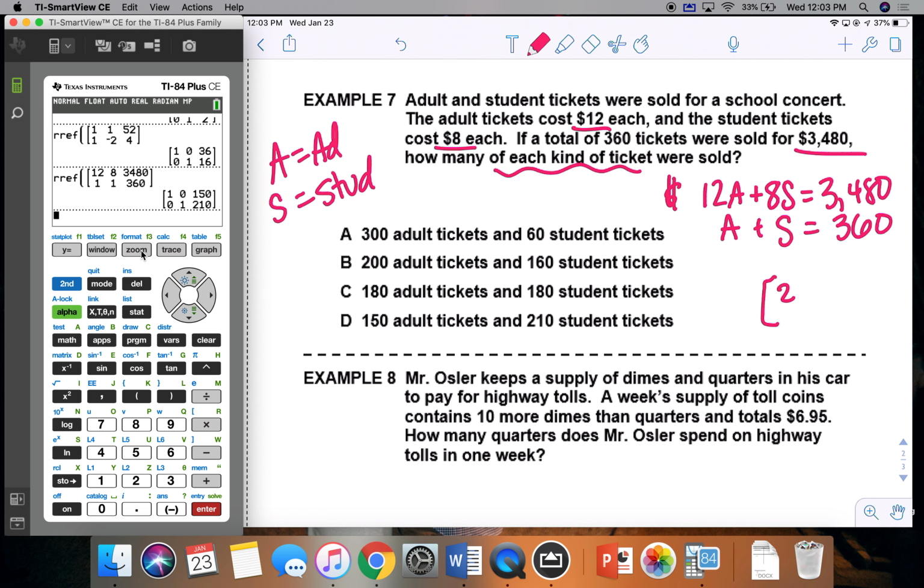And so my answer is 150 and 210. So anything that doesn't have those numbers, I will cross out. Oh, look, it's answer choice D, and I didn't even have to figure out which one was which. But if I did, I put in A, then S, so it comes out A, then S.